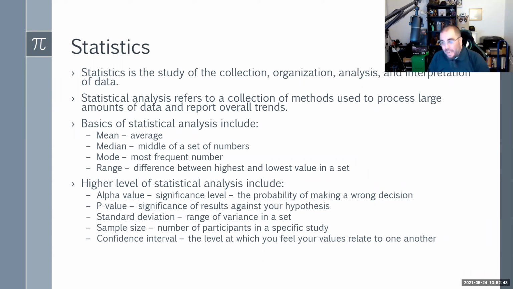Confidence interval. This is kind of a really important thing. This is the level at which you feel your values relate to one another. So confidence interval is how sure are you that you measured what you really needed to measure, right? So if I'm measuring range of motion on the knee, and my confidence interval is low, I didn't do a really good job of measuring range of motion on the knee. Do the definitions for the most part make sense? Again, that's really all you have to know for this class is the definitions. Okay.